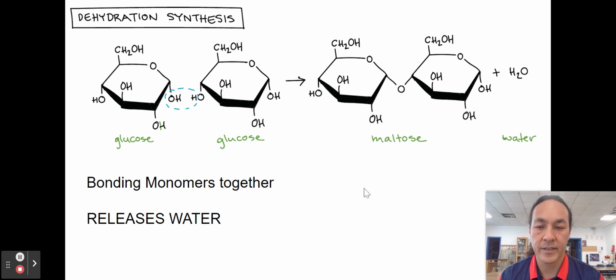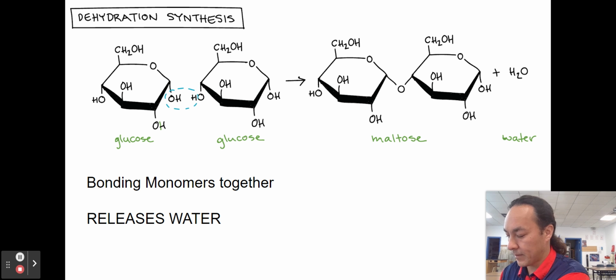Here is dehydration synthesis for two glucose molecules. And so these are monosaccharides. So here I have a model of it.